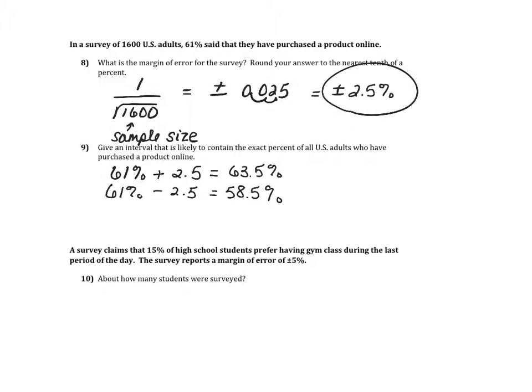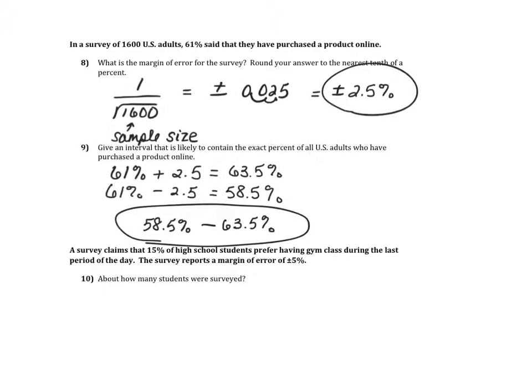And so how you want to write this, though, you want to write it as an interval. So you want to start with the lower end, 58.5% through 63.5%. That is the interval that would contain the exact percent of people that have made a purchase online if you could survey every adult in the U.S., which would be impossible, but that's your answer.